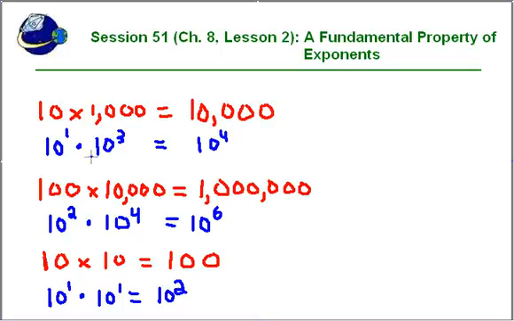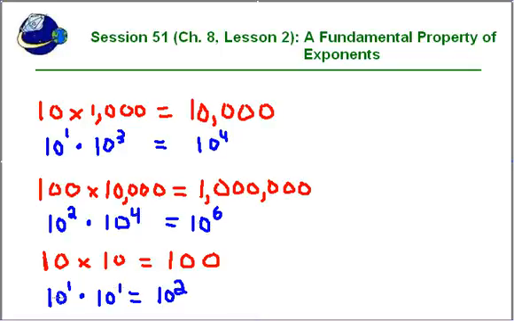The pattern is that when you're multiplying numbers together that have the same base, you simply add their exponents together to give you the answer. So what is 10 to the first times 10 to the third? Well, since we have the same base, our answer is going to be 10 to the 1 plus 3. 1 is our first exponent, 3 is our second exponent, 1 plus 3 is 4. So 10 to the first times 10 to the third equals 10 to the fourth. Over here in our second example, same base, 10 to the second, 10 to the fourth, so our answer is also going to be in a base of 10, and we take our exponents and add them. 2 plus 4 is 6. So 10 to the second times 10 to the fourth is equal to 10 to the sixth.